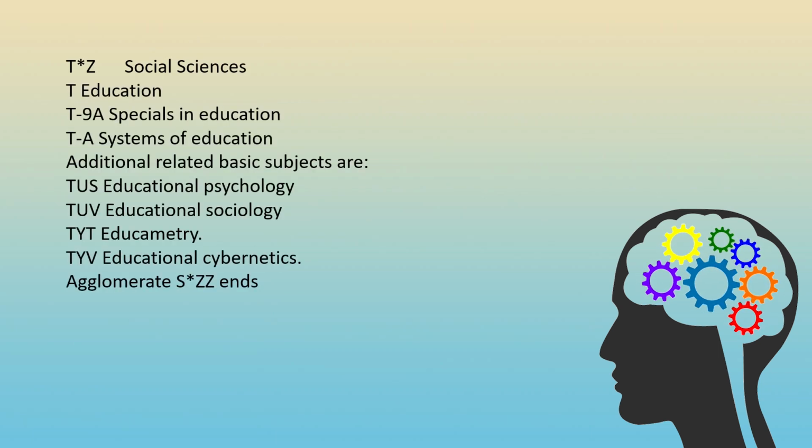Again, in behavioral sciences there are other component basic subjects such as T star Z social sciences, which again include T education, specials in education, systems in education, and additional related basic subjects such as educational psychology, educational sociology, educometry, educational cybernetics, and thus the agglomerate capital S star capital ZZ ends.